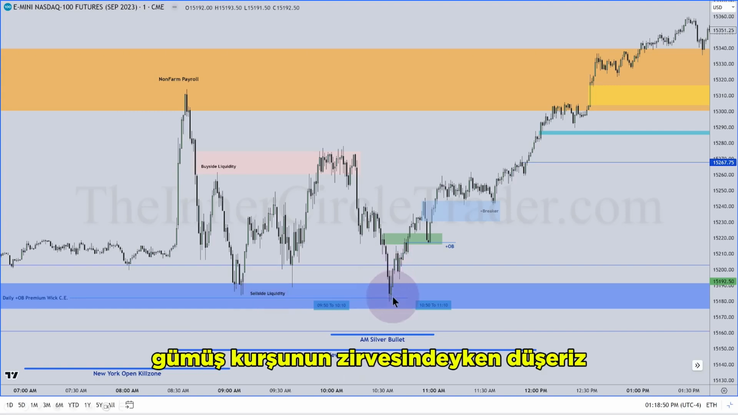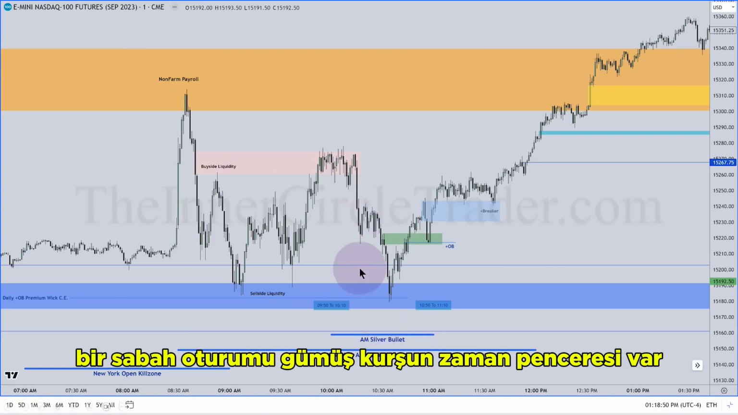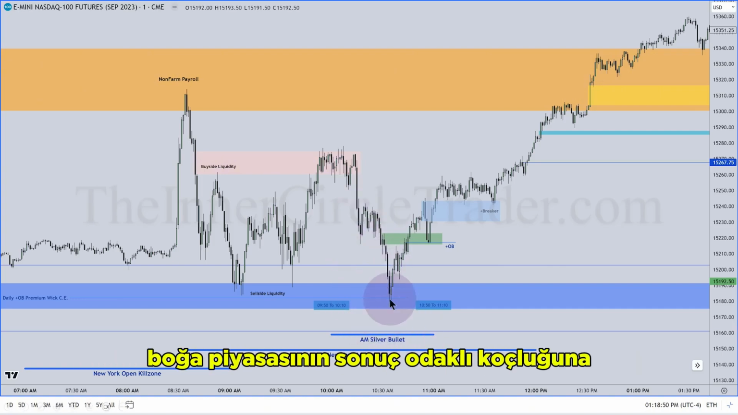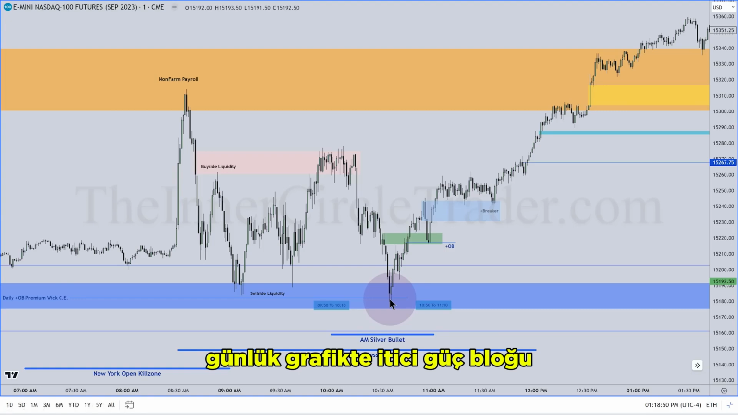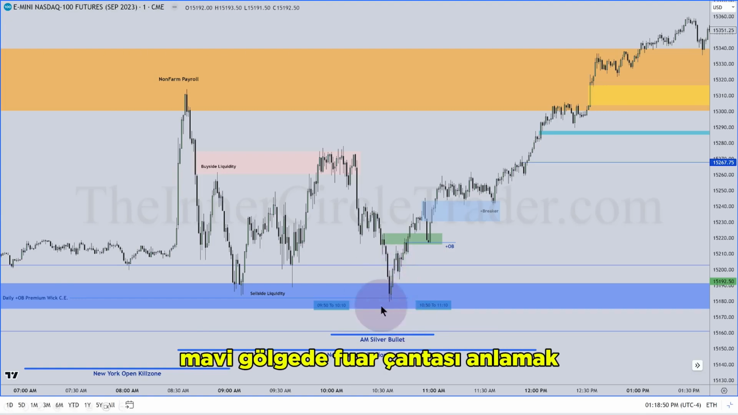We drop down during the peak of the silver bullet 10 to 11 time window. There is a silver bullet entry in here during the AM session silver bullet time window. Trades down to consequent encroachment of the bullish propulsion block on the daily chart. And it's also consequent encroachment of the hourly fair value gap that's shaded in blue. Notice that? Then we rally a little bit.